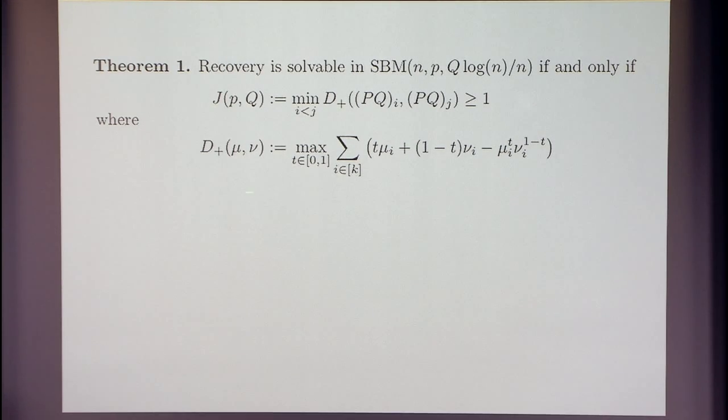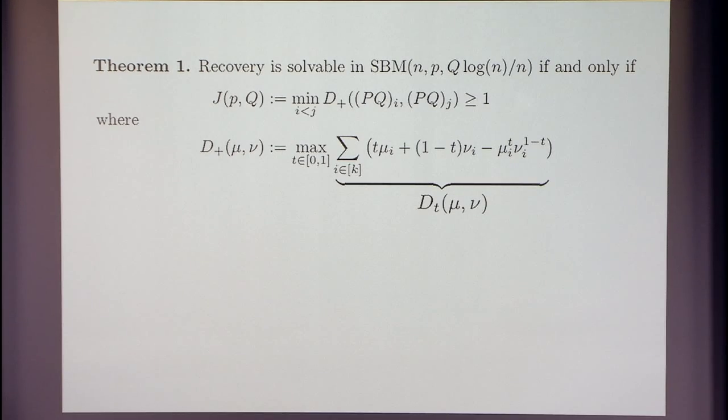D plus is this notion of distance between two measures. It's the sum over the convex sum here, so it's like an arithmetic mixture, minus the geometric mixture, and then you sum over all components and maximize over t. So that seems to be a pretty fun object.